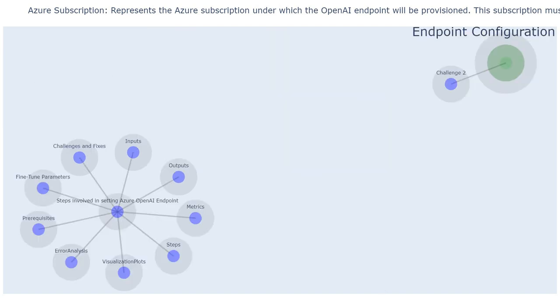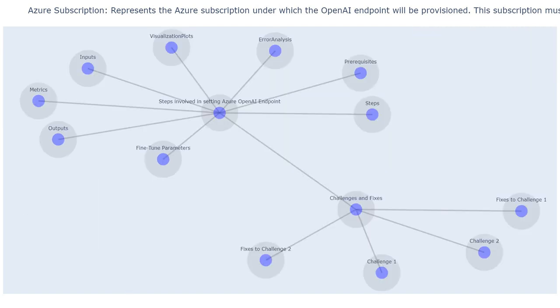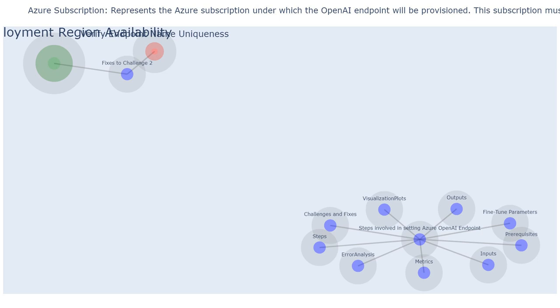Challenge 2. Endpoint configuration issues. Fixes to challenge 2. Check deployment region availability verifies if the chosen deployment region for the Azure OpenAI resource is currently available. Not all regions may support OpenAI deployments, and availability can vary based on Azure's regional infrastructure and service offerings. For example, you might encounter an error if you attempt to deploy an OpenAI resource in a region that is not currently supported, or if the region is experiencing maintenance or outages.